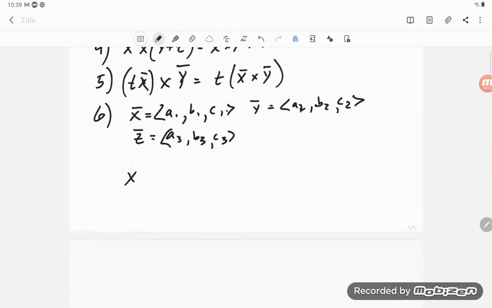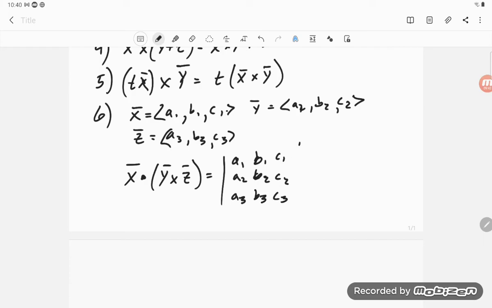Then they define the scalar triple product x dot y cross z as the determinant of A1, B1, C1, A2, B2, C2, A3, B3, C3, and then that is the same thing as x cross y dotted with z, so that's interesting.